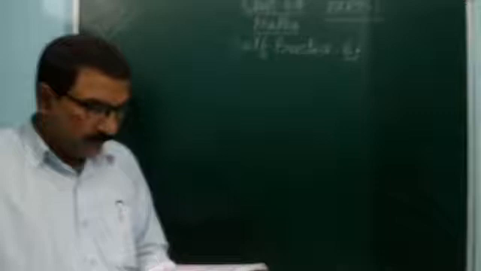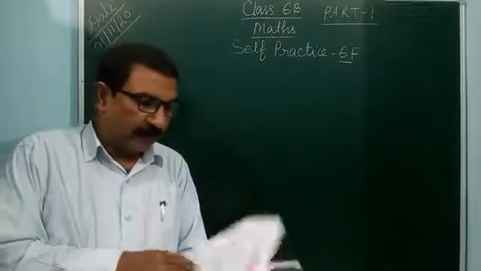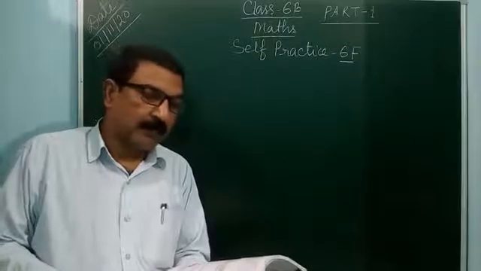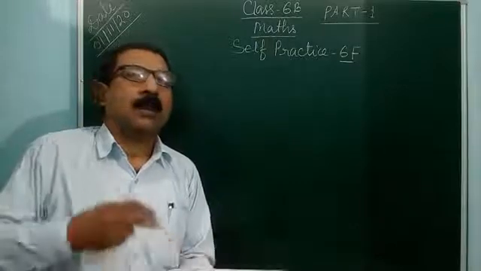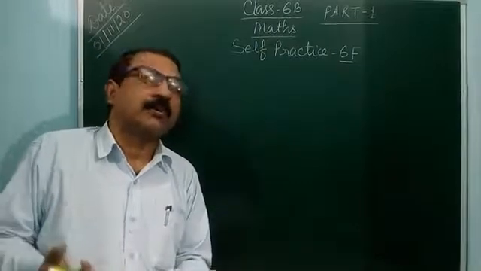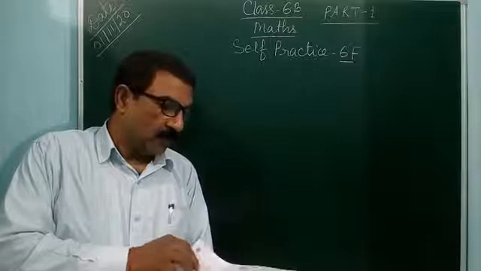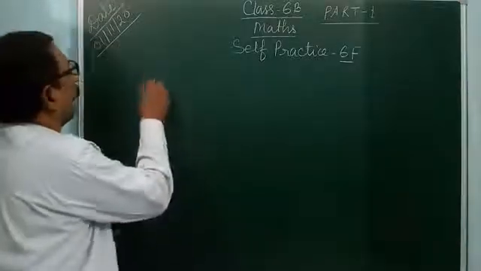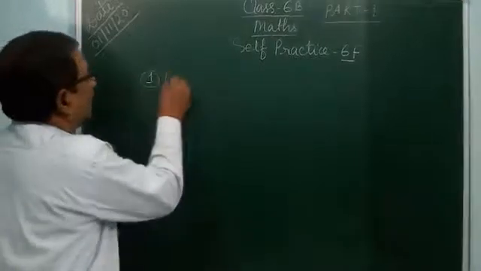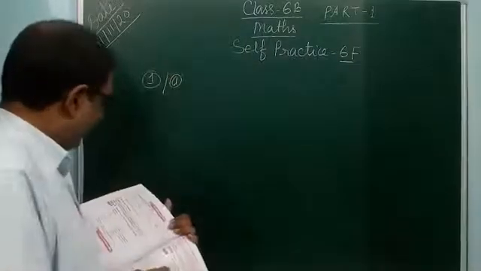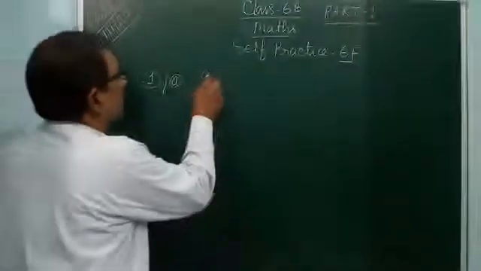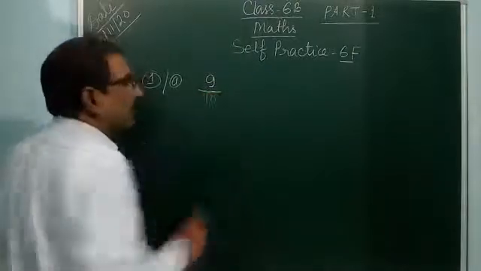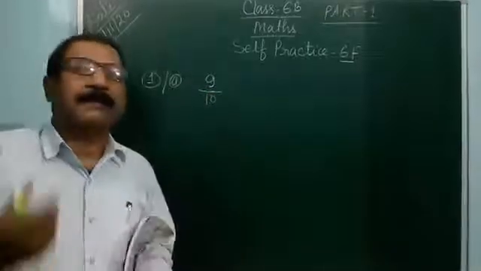In self practice 6F, it is given as converting a fraction into decimal. Means how can you convert a fraction into decimal? So first question, first A, you can see 9 by 10. So how can you convert 9 by 10 in decimal?